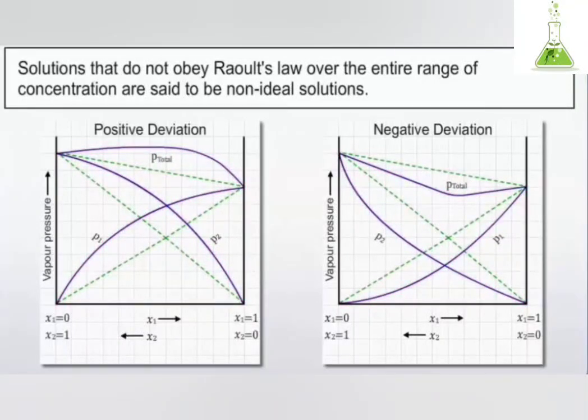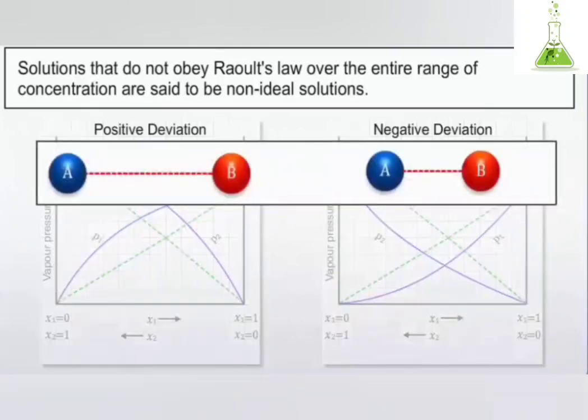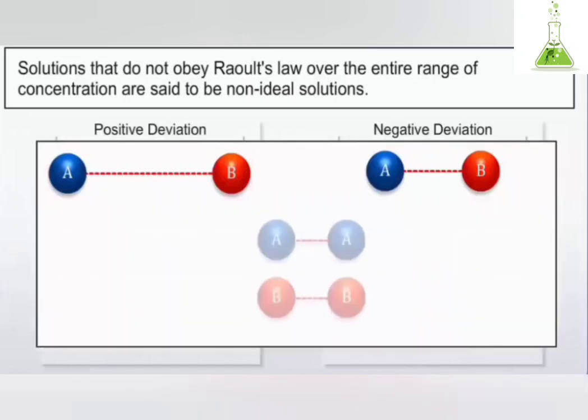The reason for the deviation is the interactions between the components of the mixture at the molecular level. For a non-ideal solution, the magnitude of AB interactions is different from that of AA and BB interactions. Also, for non-ideal solutions, the enthalpy of mixing as well as the volume of mixing will not be equal to zero.